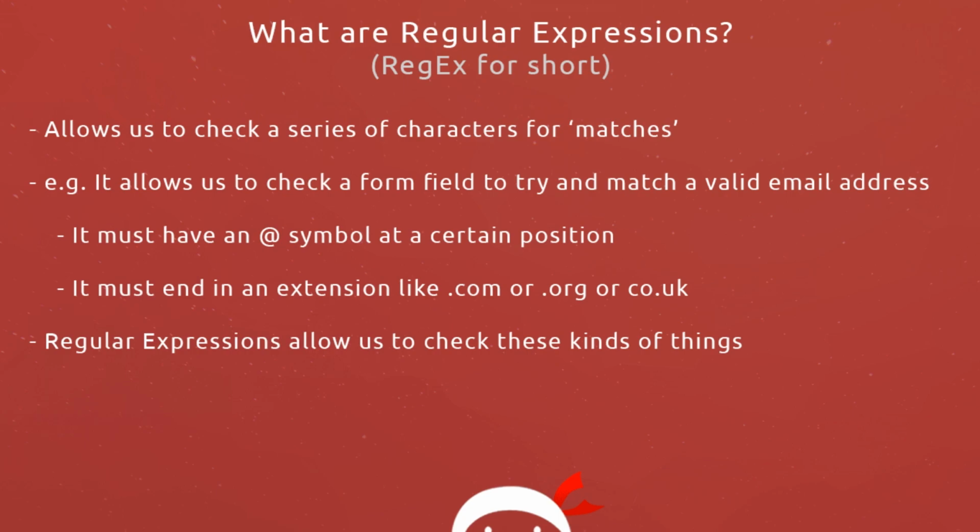For example, we could create a regular expression to check for an email address in a particular form field on our website. And we put in that regular expression that it must have an at symbol at a certain position. And it also must end in an extension like .com or .org or .co.uk, among other things as well. So this is the kind of stuff we can do with regular expressions. And right now I'm going to show you an example that I've already made in preparation for this course.